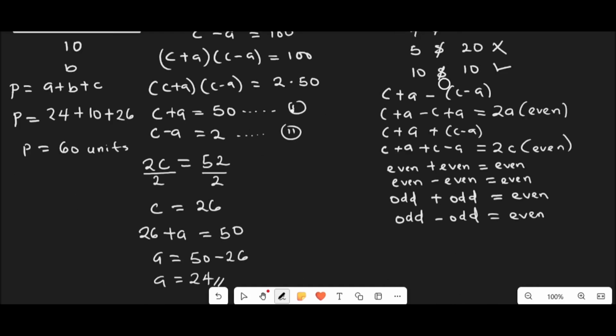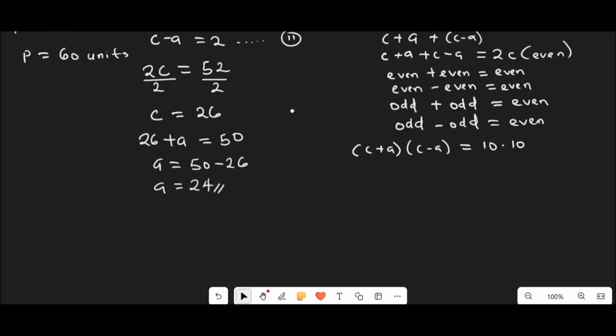Let us try this second pair and see what we are going to get. C plus A, C minus A equal to 10 multiplied by 10. So let us say C plus A equal to 10 and C minus A equal to 10. Let us name this one equation 1, this one equation 2. Let us add equation 1 and equation 2 together.